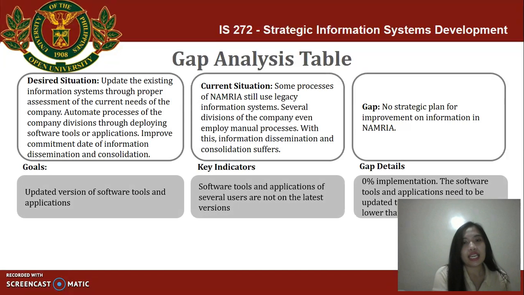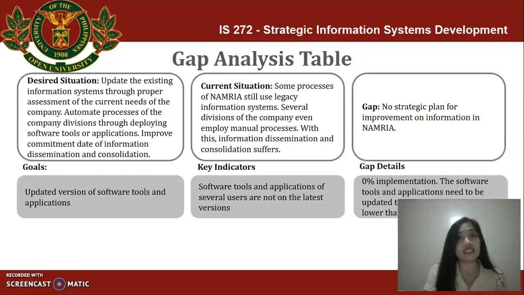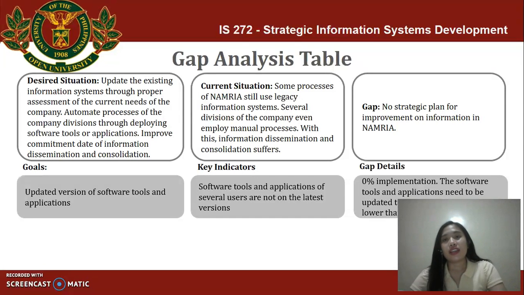The next key indicator is that software tools and applications of several users are not on the latest versions. The goal here is to update version of the software tools. The next gap details, there is no implementation yet. The software tools and applications need to be updated to at least 2 versions lower than the recent version.